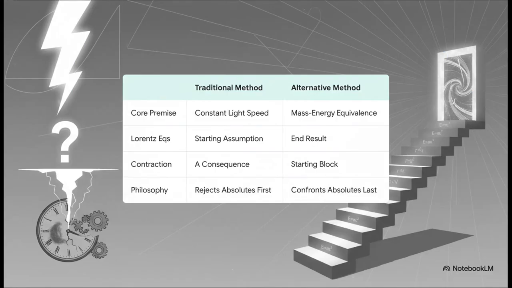Well, this comparison really shows the profound difference in the journey. Einstein's traditional method asks you to take a huge leap of faith about light right at the beginning. This alternative method, though, it builds a staircase for you, step by step, from things we already knew from classical physics. It only confronts you with the weirdness of time as the final, unavoidable conclusion.